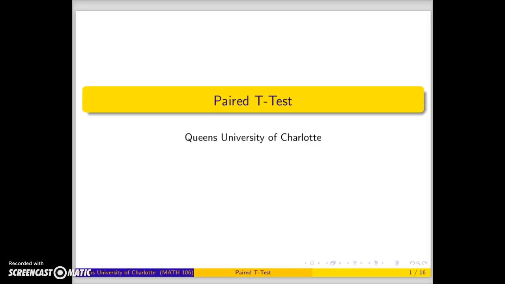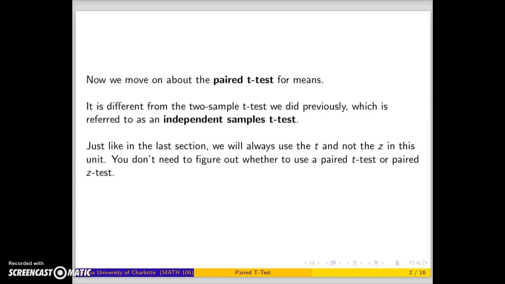Hi all, so this is the last hypothesis testing this week, in which it's paired t-test, which is also sometimes called the dependent sample t-test. It's different than the last t-test we did. The last one was two sample t-test, or also known as independent samples t-test. Just like we did before, you don't have to worry about z versus t. We will just use t in this case.